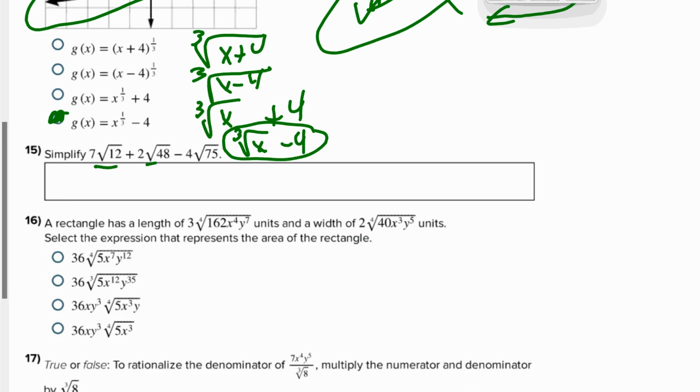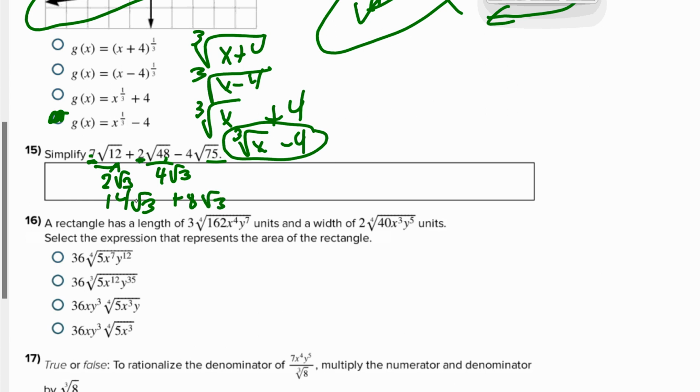Okay, how do we add? Well, to add, we have to have the same exact radical, same index and same number underneath. These are not the same, so we can't add them, but maybe we can break them down to be the same. So square root of 12 turns into 2 root 3. But this 7's already on that side, so 2 times 7 would be 14 root 3. Break 48 down, 16 goes into it, so this would be 4 root 3. And then the 2's already on the side, so 2 times 4 is 8.